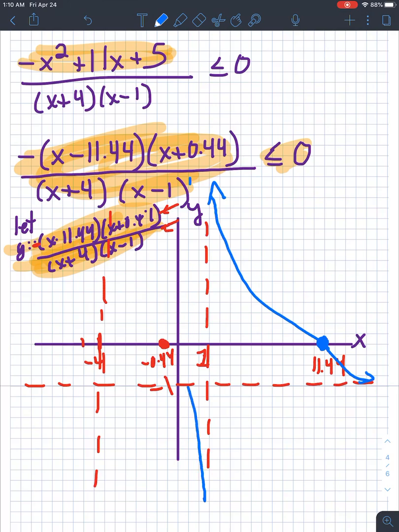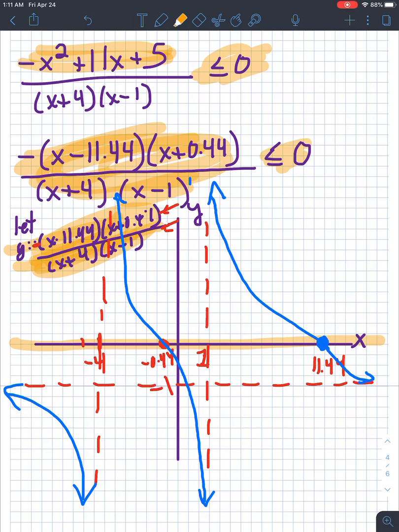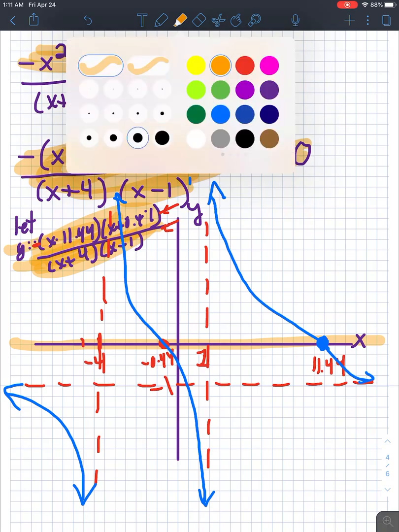I know I have a 0 here, so it definitely goes through there. It has to come up to this asymptote. It's going to flip over to here, and it's got to go to that asymptote. There you have it. And now we just simply look to see when it is less than or equal to 0. Okay, well here's 0 right here.